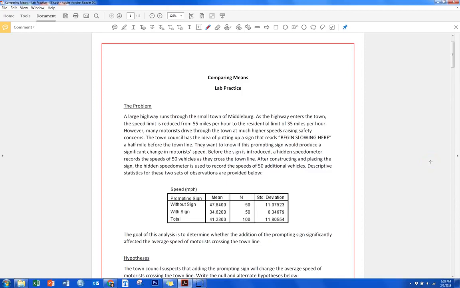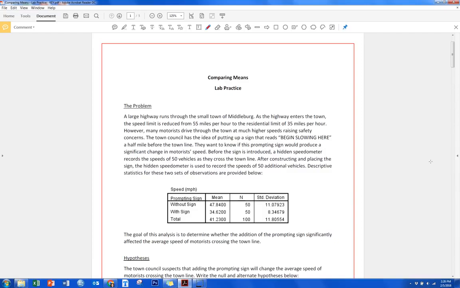Let's take a look at our comparing means practice lab. Here's the problem. A large highway runs through the small town of Middleburg. As the highway enters the town, the speed limit is reduced from 55 miles per hour to the residential limit of 35 miles per hour.